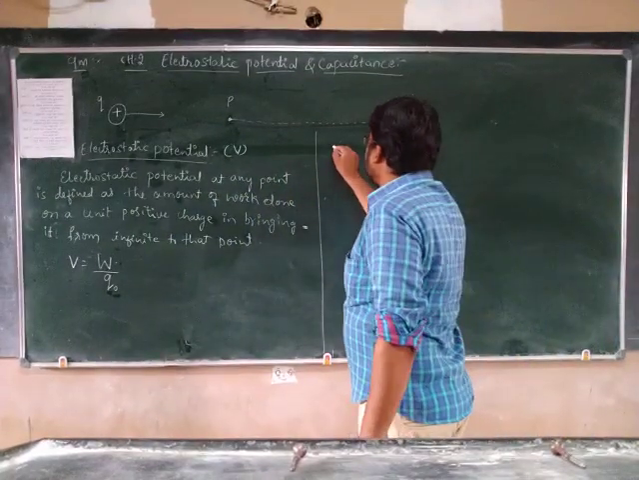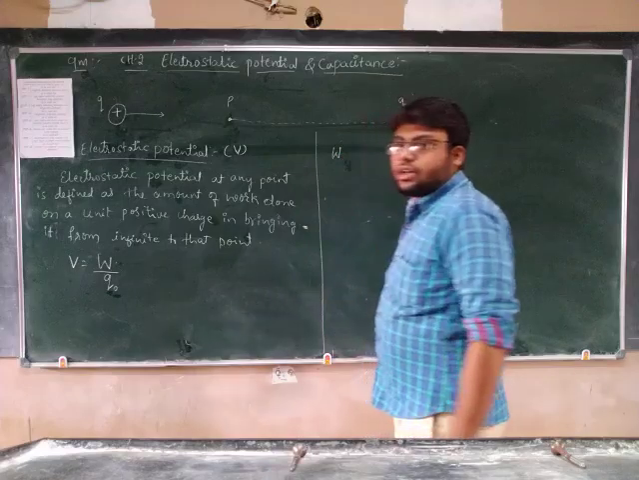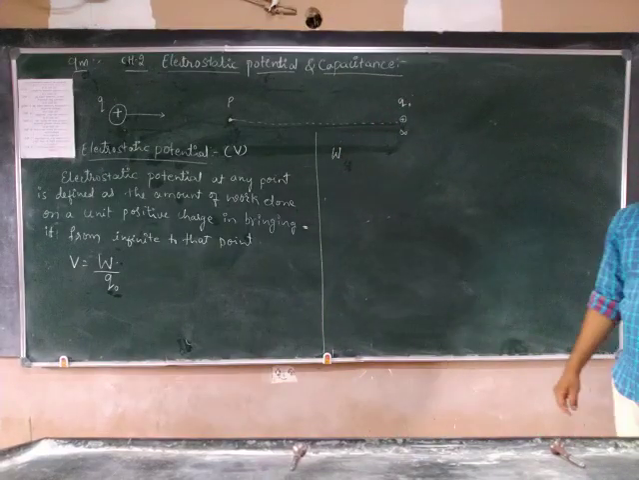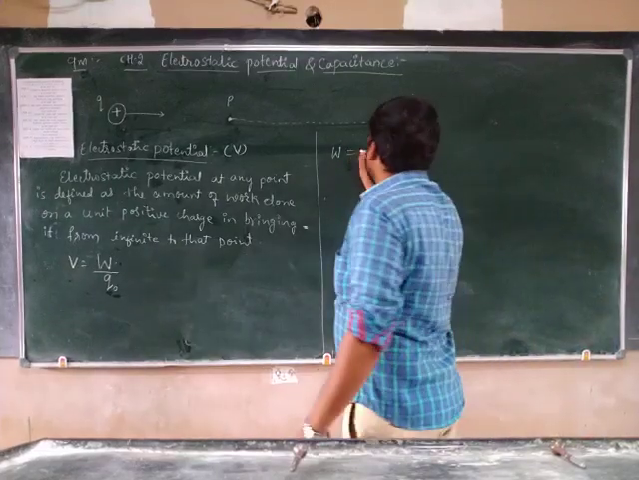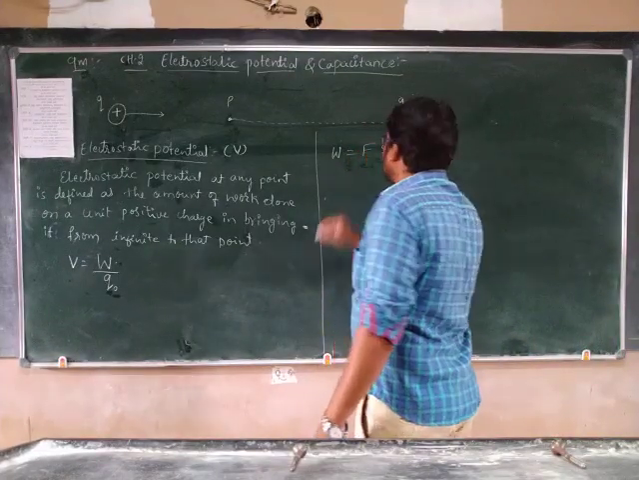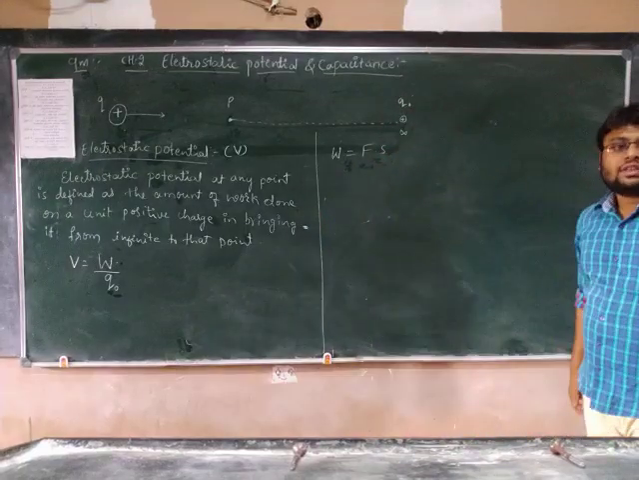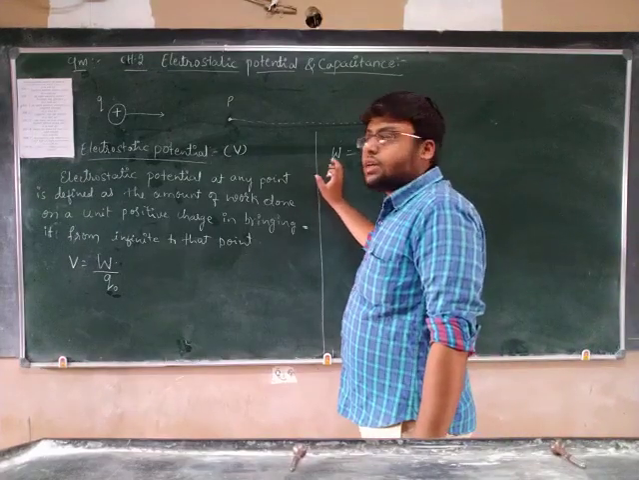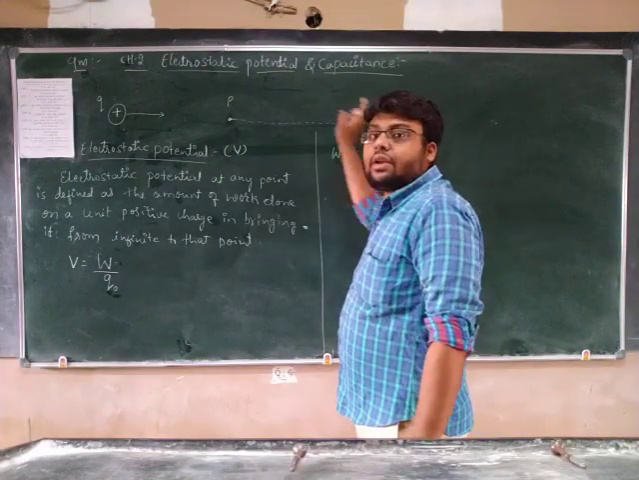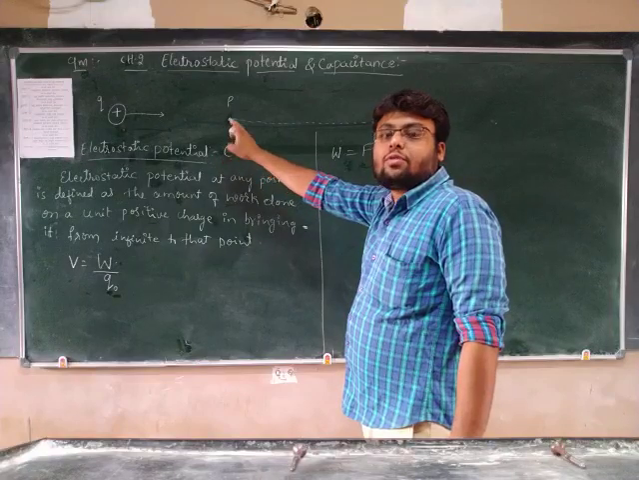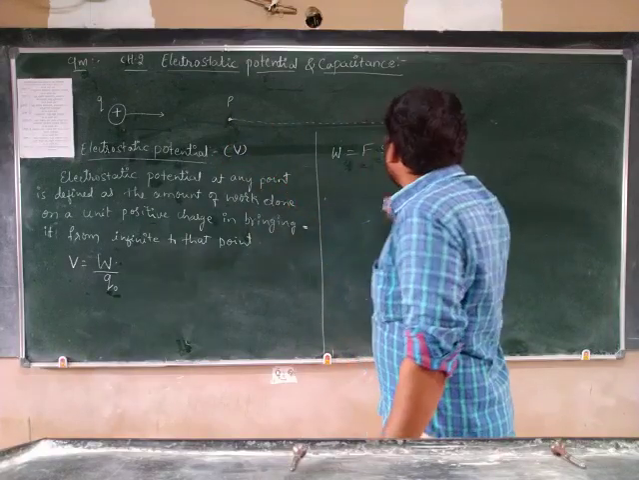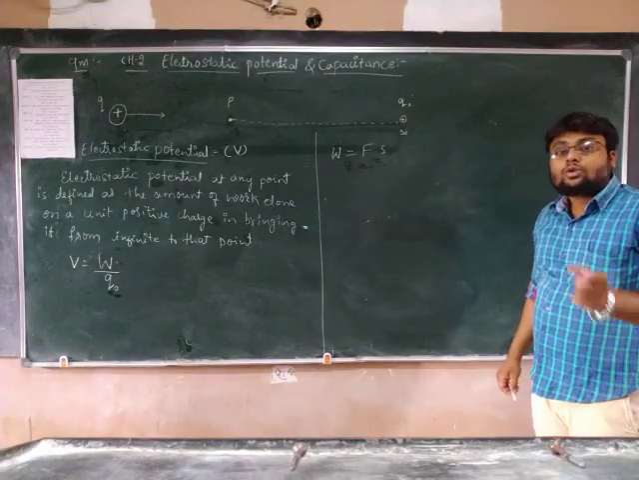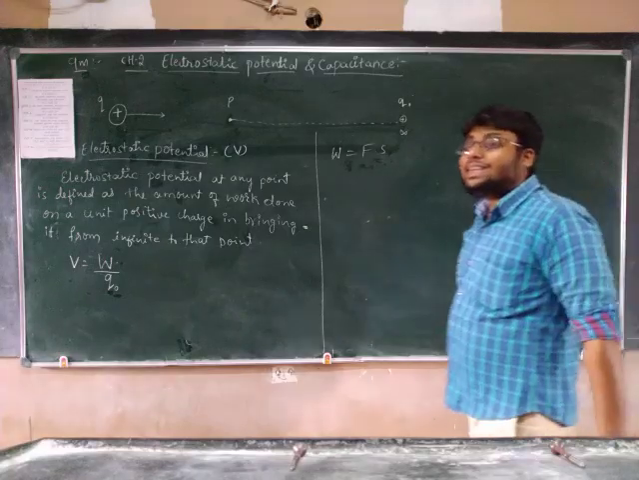So W means the work done. Work done is equal to force into displacement, that is F into S. We know this from the 11th class. But here we should not consider the total work done from infinity to point P. So what we have to do? First we have to move this unit positive charge towards P through a small distance dl.